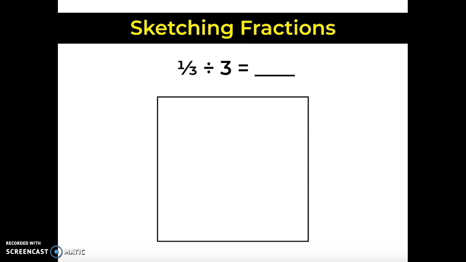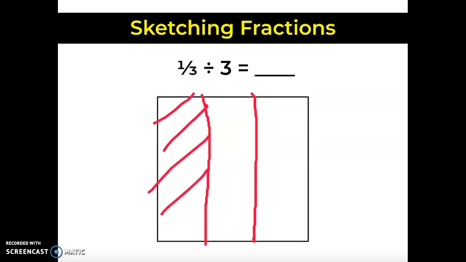So I'm going to start by dividing my pan of brownies into thirds. 1, 2, 3. And this is the pan of brownies I have. This is what I have left, let's say.